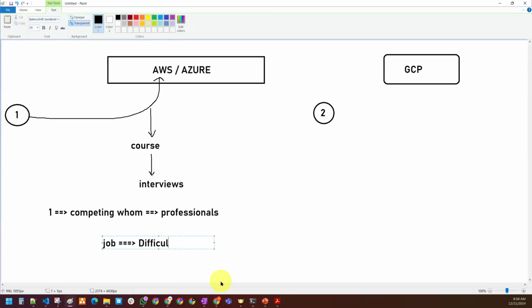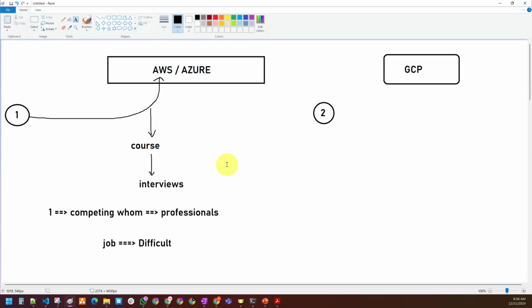Can I say it is difficult to get the job? Because when you have a huge market, there are plenty of opportunities. I understand that. But more than the opportunities, there is very, very good competition. Competing with the real-time folks makes it very difficult to get the job. So this is what happens.